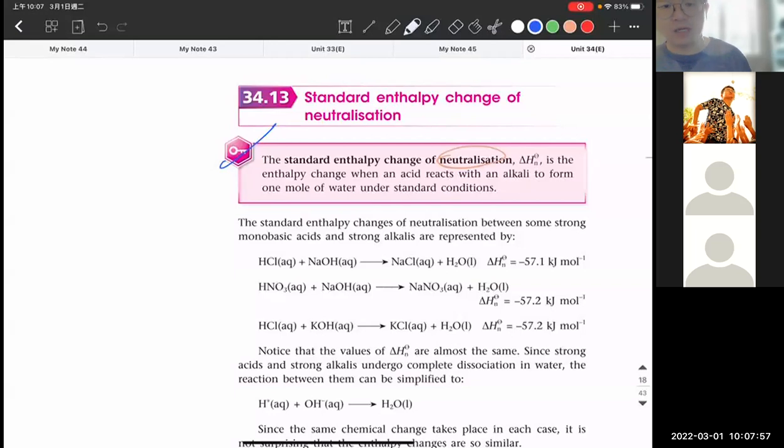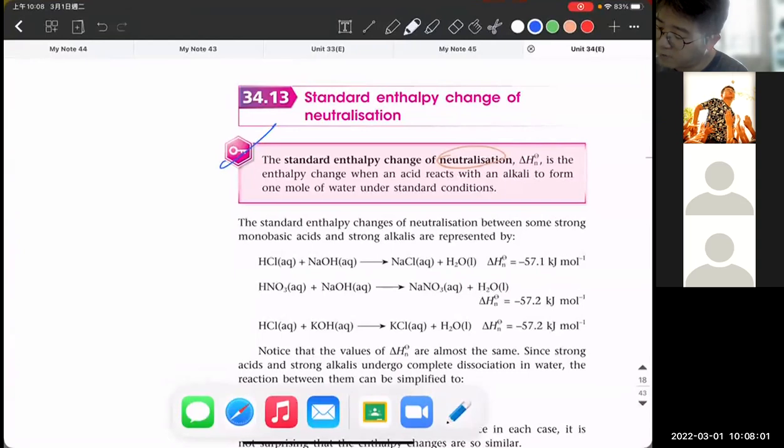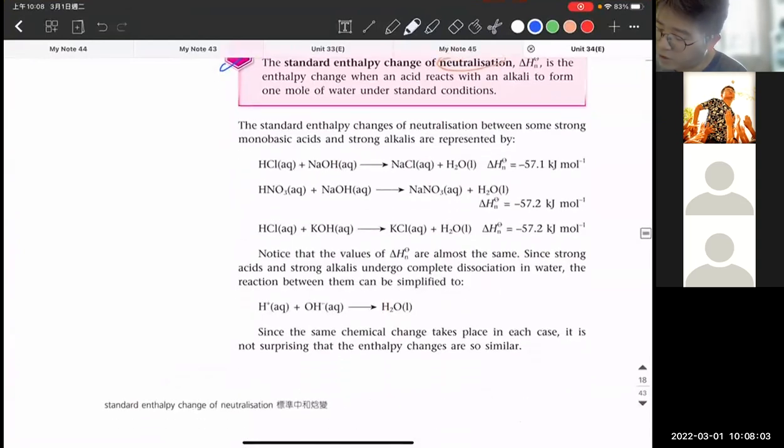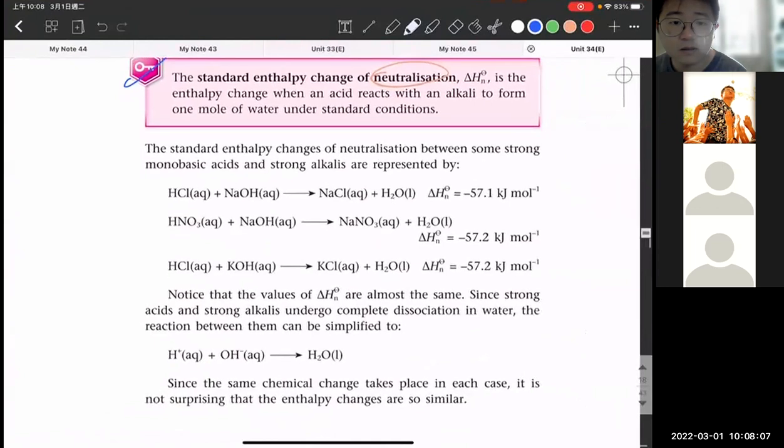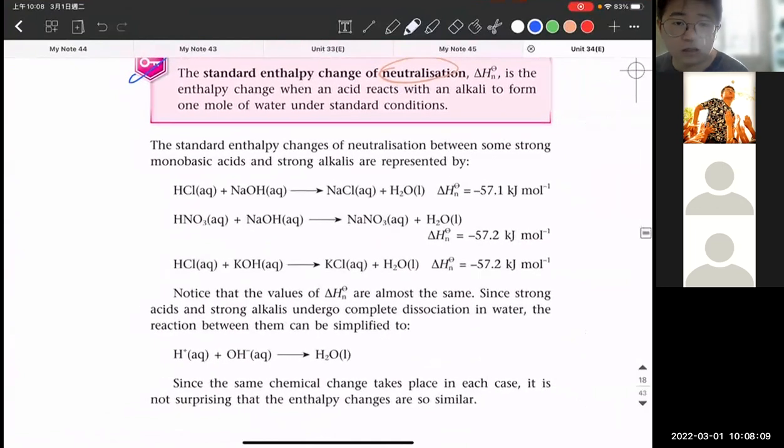So what do they have in common? Can you see that? It is about minus 57 point something. Can you see that? No matter what combination of acid or alkali it should be. But of course, that saying it should go with the term here, underline that: strong acid, strong alkali.